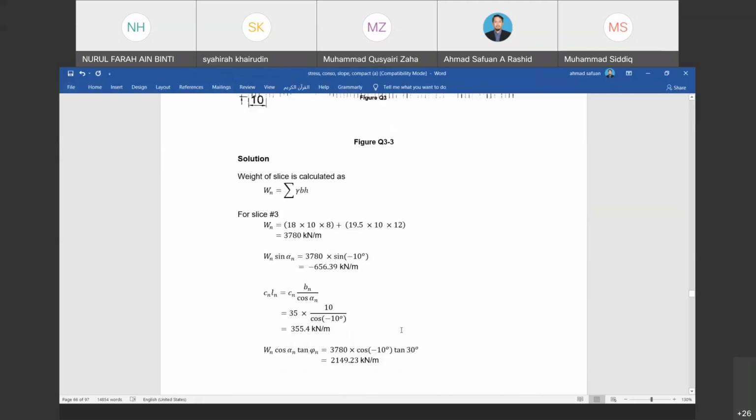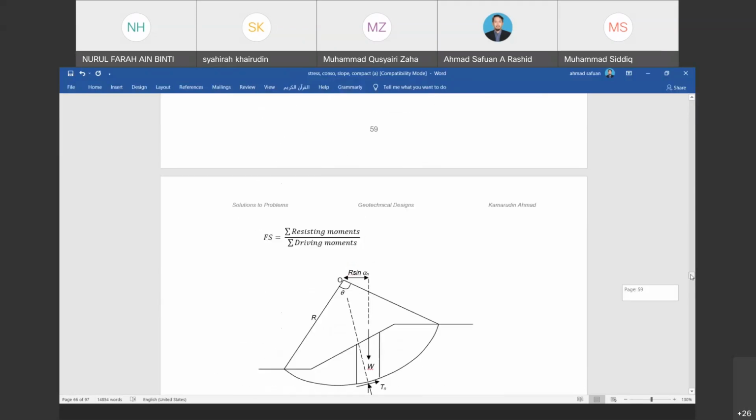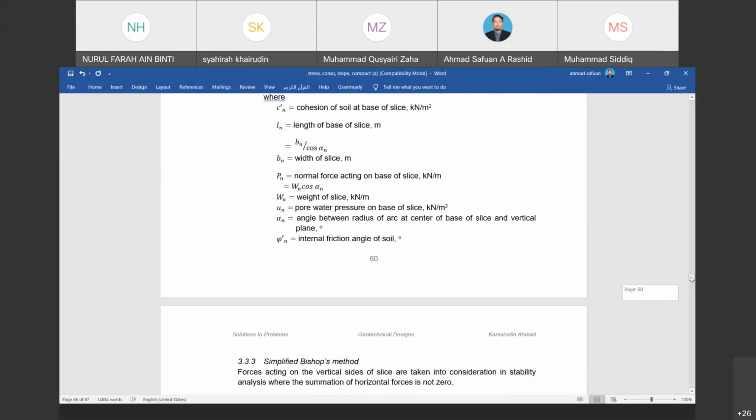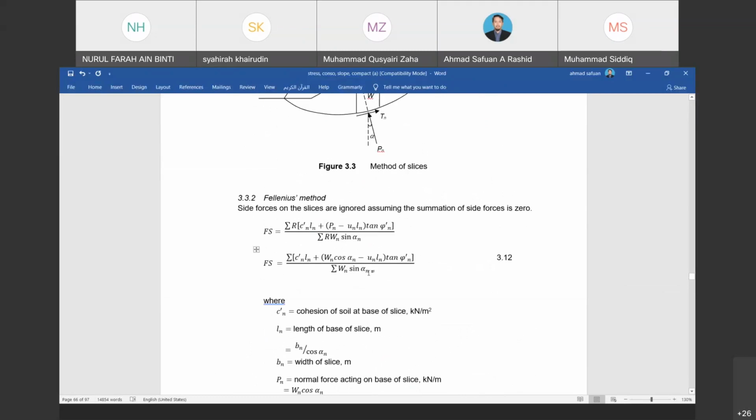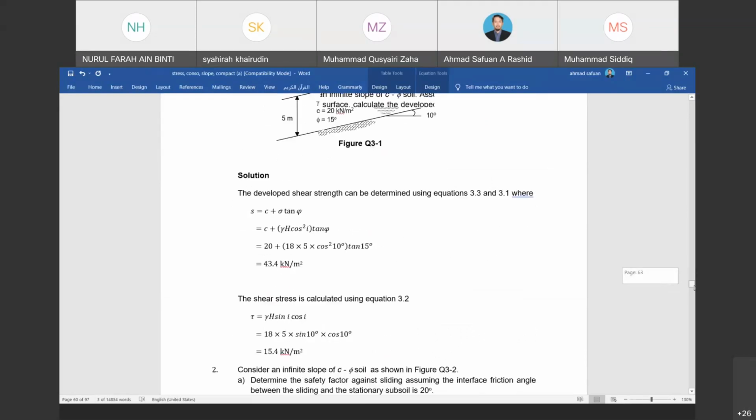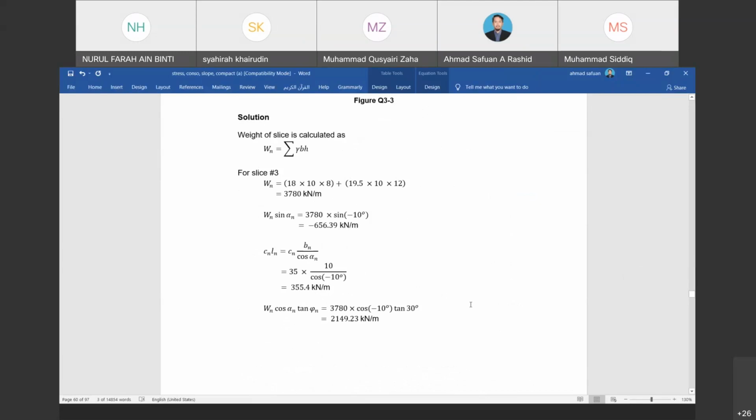While for sub-equation number 2, without any pore water pressure or seepage, we solve the problem as 2149.23. Sebab dia tak ada pore water pressure ataupun seepage, so kita boleh buang saja the influence of this U L. So dapatlah terus. So that is for slice number 3.